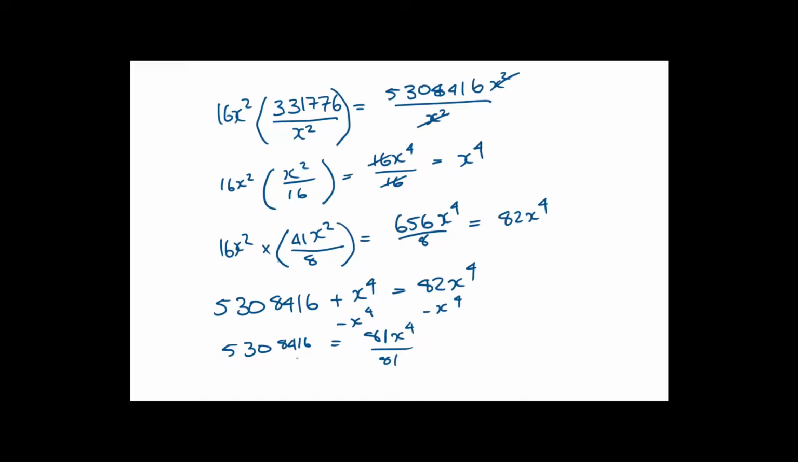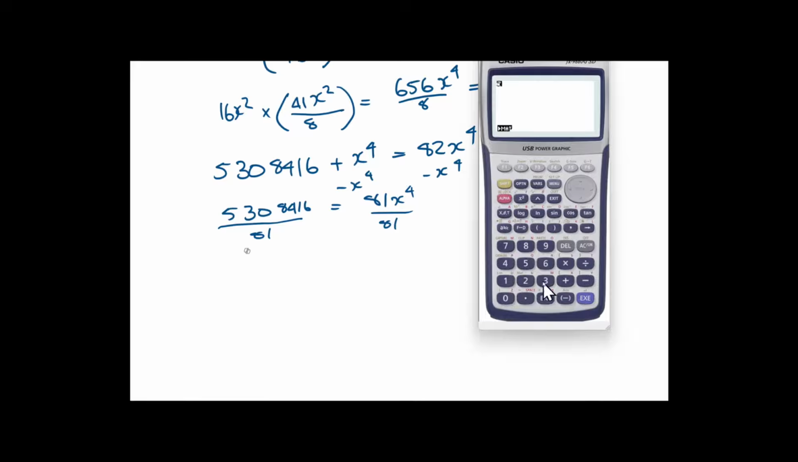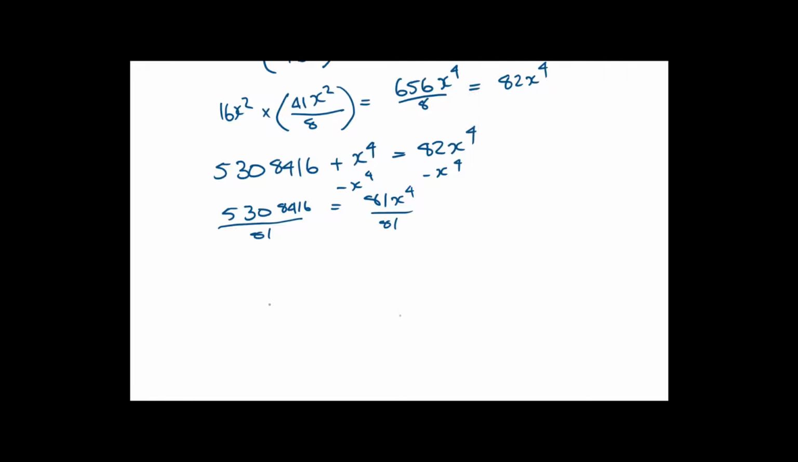Now we want to divide both sides by 81, and there's a lot of algebra in this. I think this is definitely an excellence question, this one. So this one is 5,308,416 divided by 81, and it looks promising. 81's a perfect square. 65,536 equals x to the power of 4.